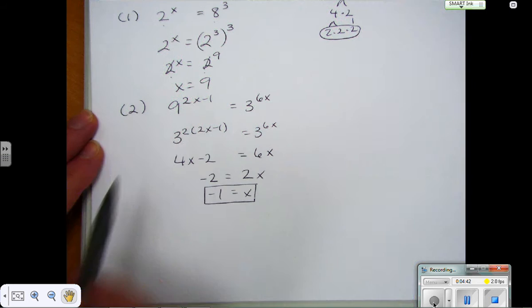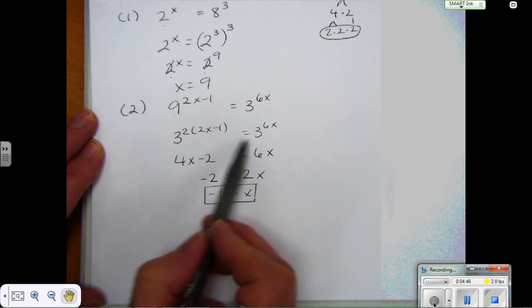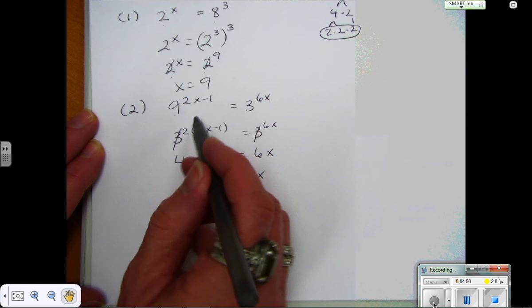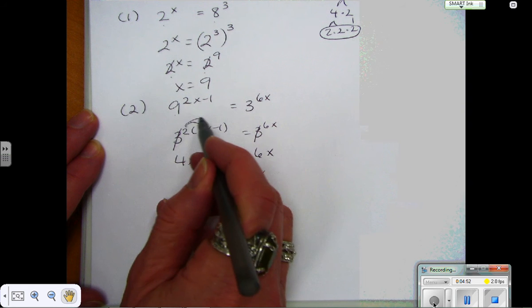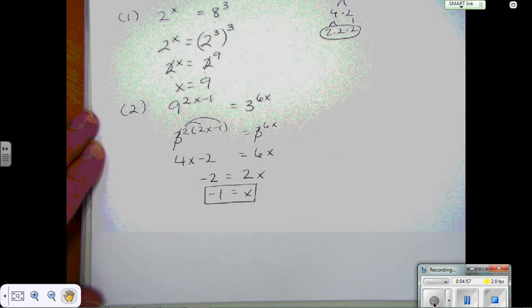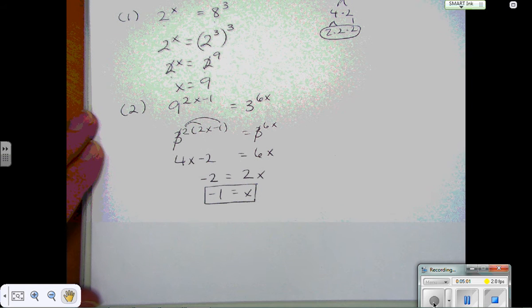Okay, so 9 I can rewrite as 3 squared. So now the bases are the same, so those can reduce out, so to speak. And I've got to distribute the 2, so I have 4x minus 2 equals 6x. And then subtract the 4x and divide by 2.